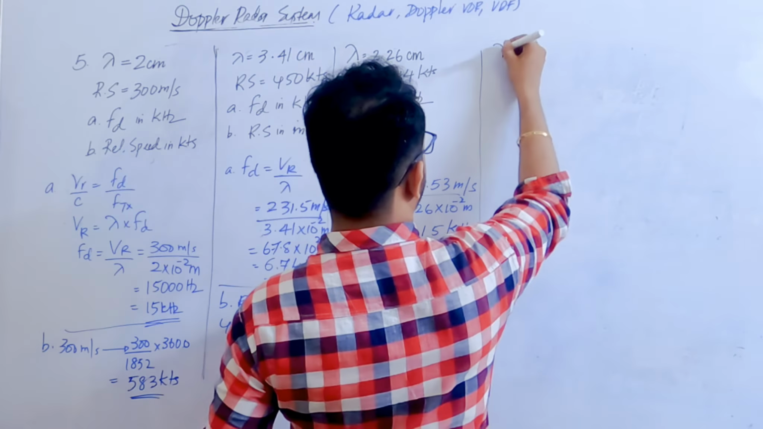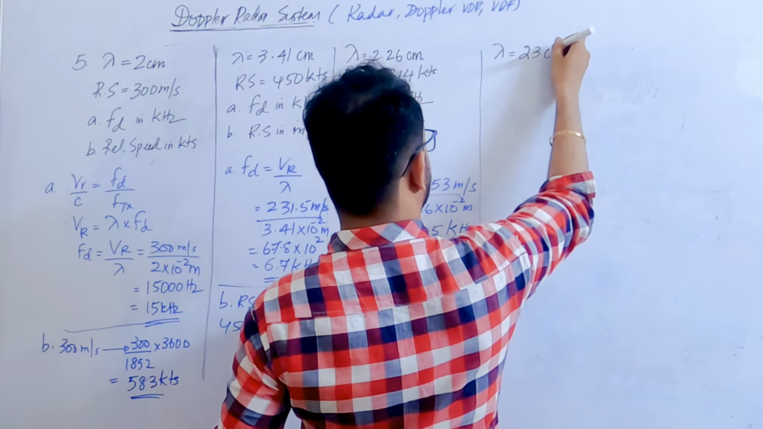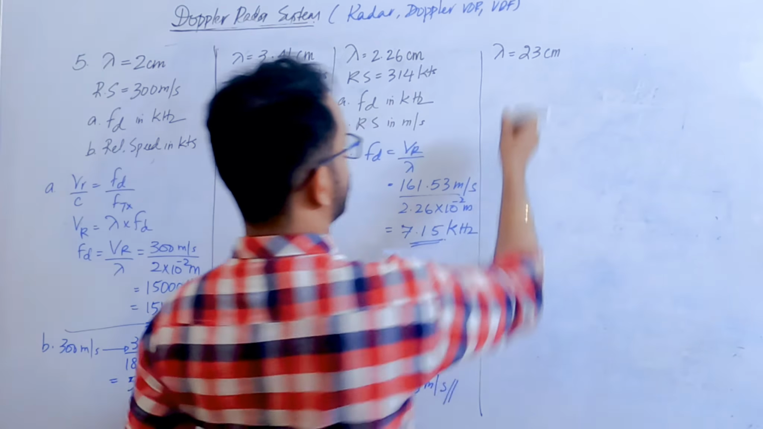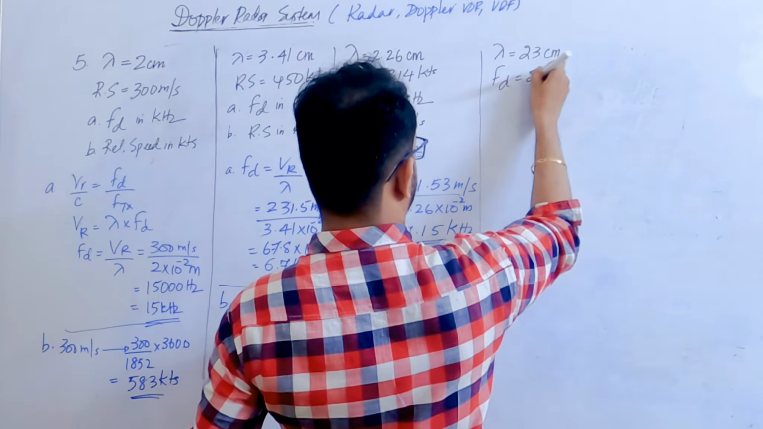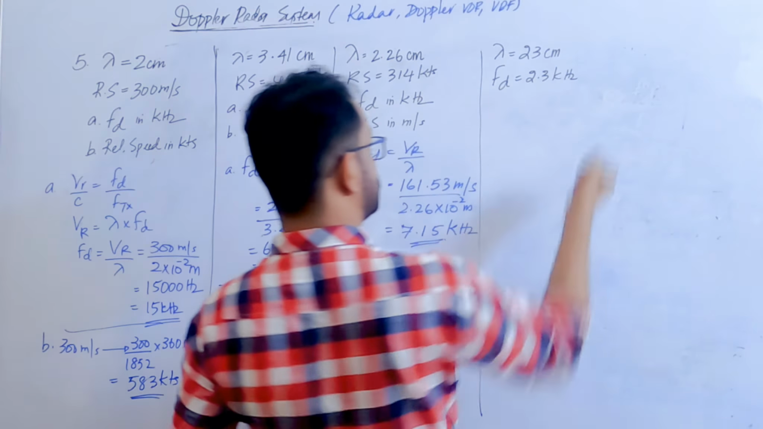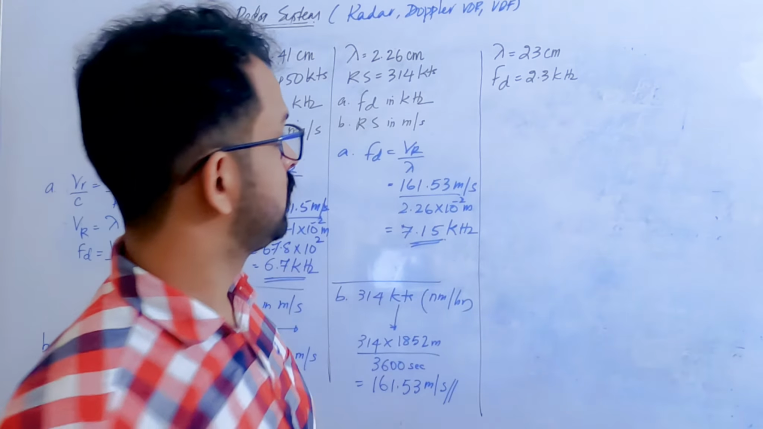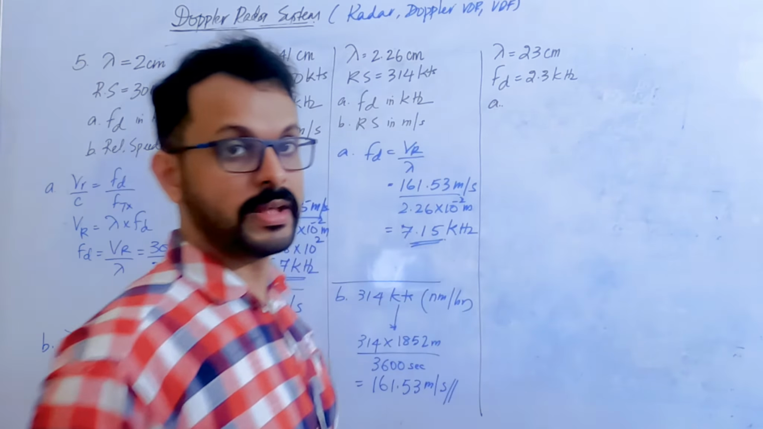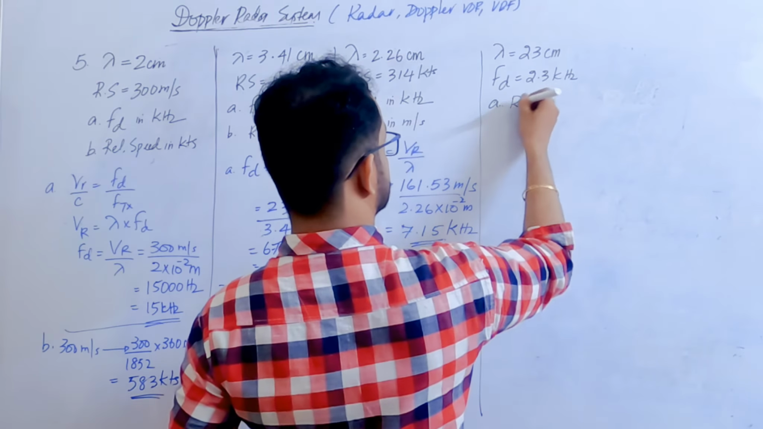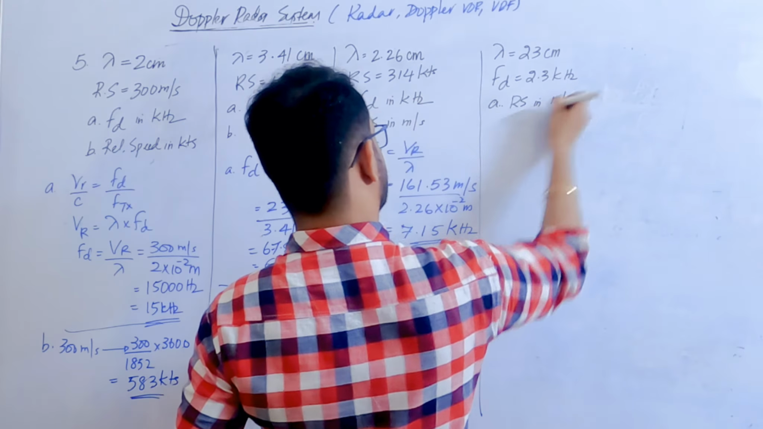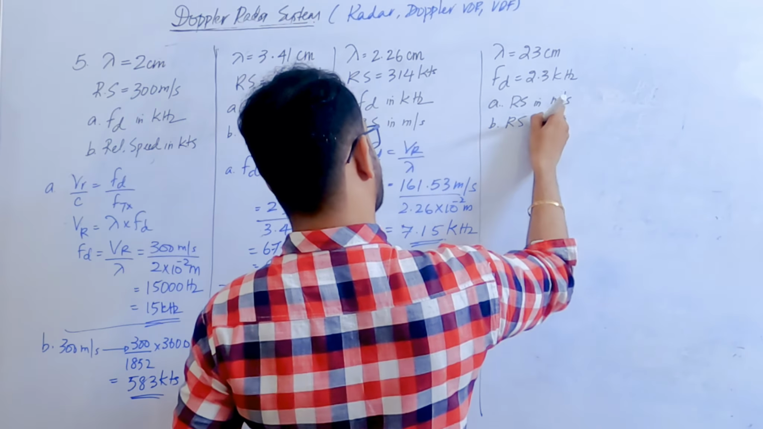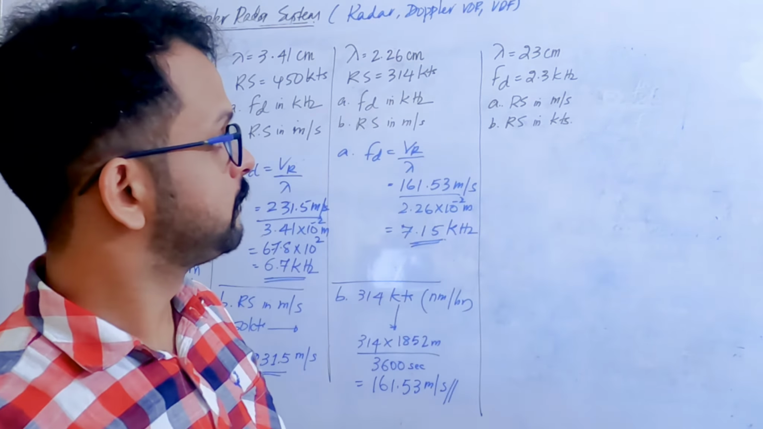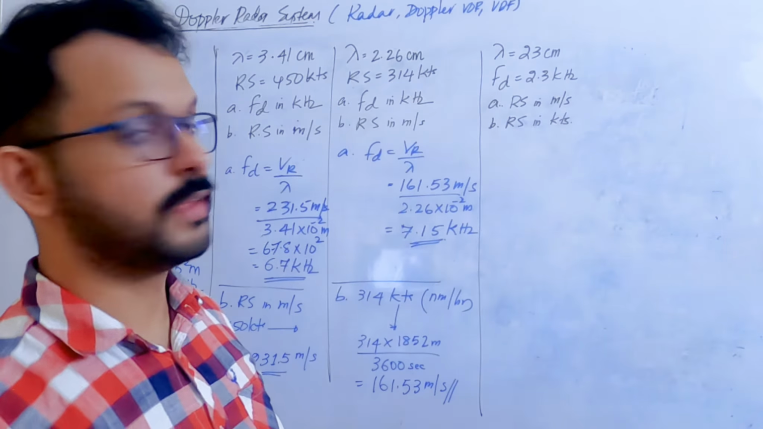Let's look at another question where the wavelength is given as 23 centimeters and the frequency shift is 2.3 kilohertz. We are asked to find the relative speed in meters per second and the relative speed in knots. So basically you have to find the relative speed here and then just swap the units.